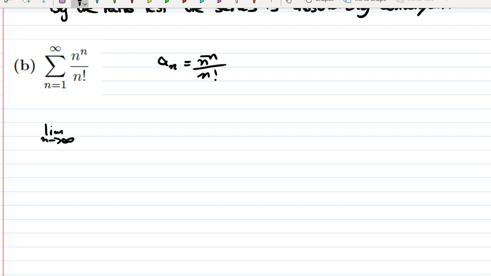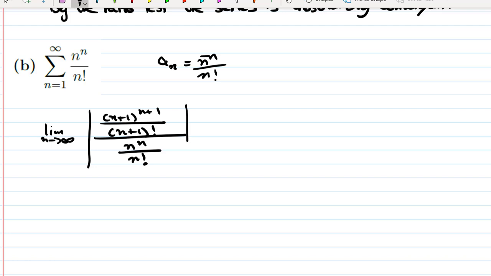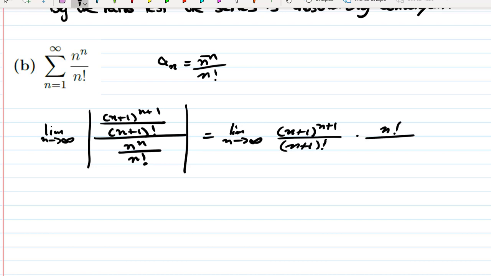So a_(n+1) is (n+1)^(n+1) all over (n+1) factorial, all over n^n over n factorial. So we have the limit as n goes to infinity, and I said I wasn't going to put them on, and there they are. So let's multiply by the reciprocal of the denominator, and that gives us (n+1)^(n+1) all over (n+1) factorial times n factorial all over n^n.